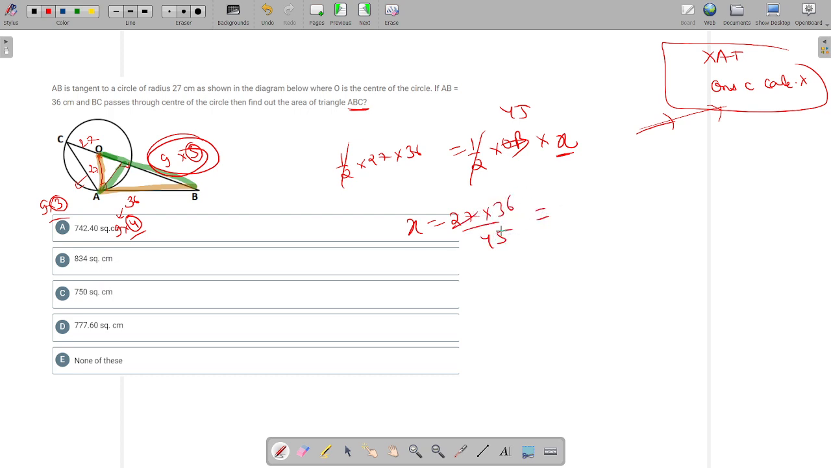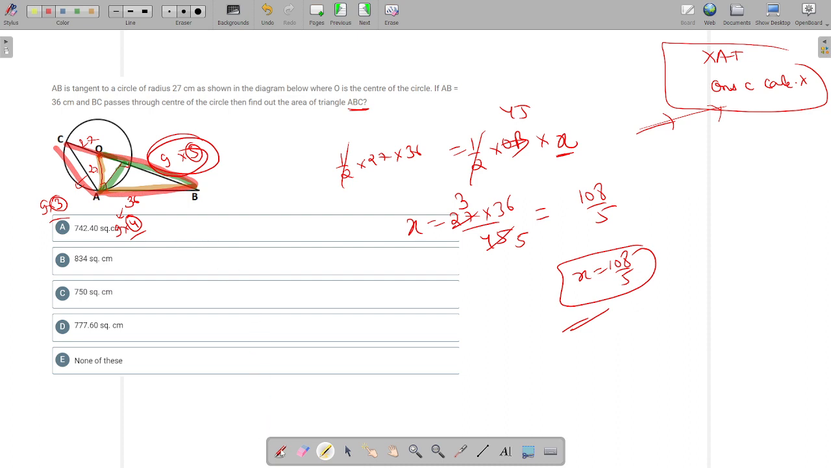Okay, so this will solve this. Just simplify this. 9 3 27, 9 5 45. Okay, so 108 by 5. Fair enough. So X equal to 108 by 5. Okay, now area of ABC will be what? Wait, let me change the color. Area of ABC will be what?